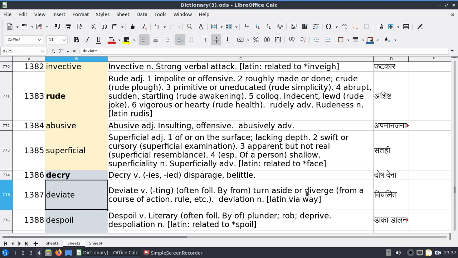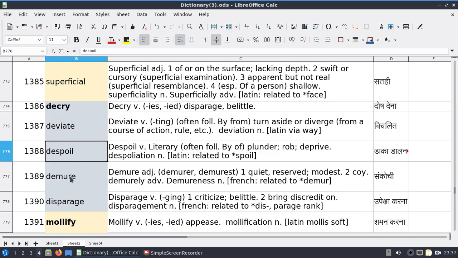Despoil. Despoil means to plunder, to rob. That is not related to decry. Demure. Demure means the person is very quiet, very reserved. A demure young lady. A demure smile, etc. Means it is quiet.